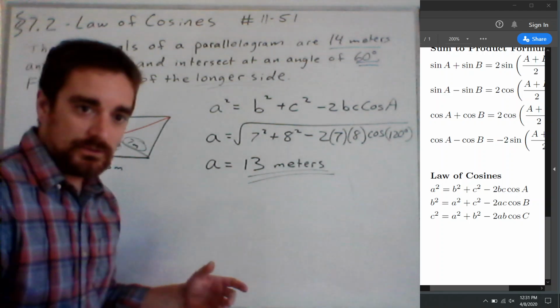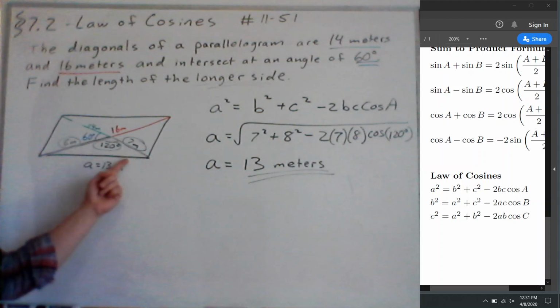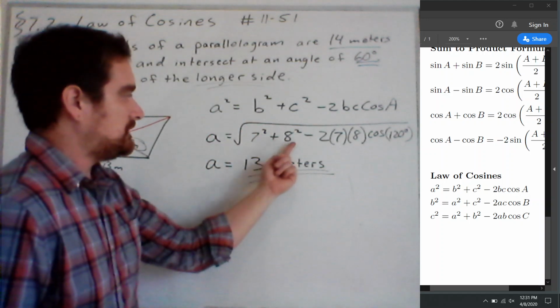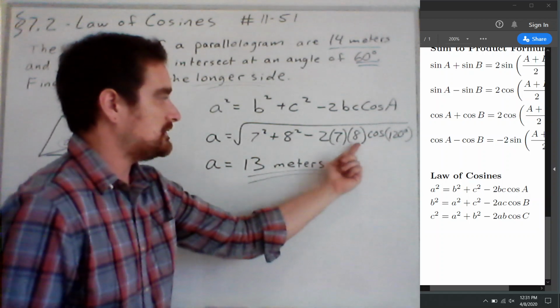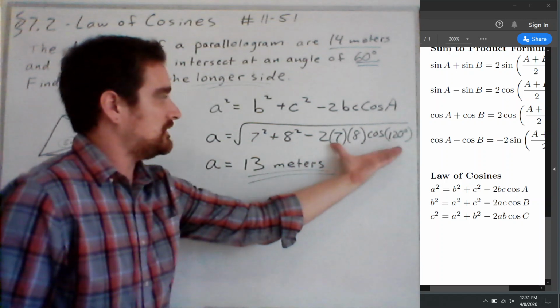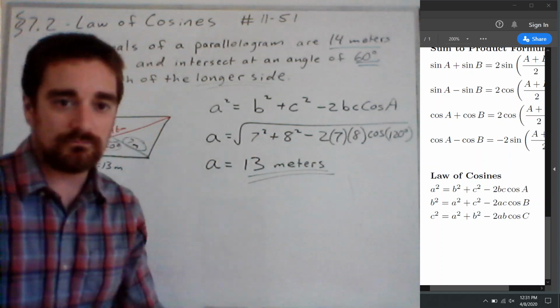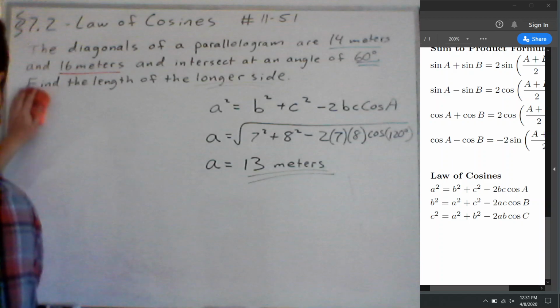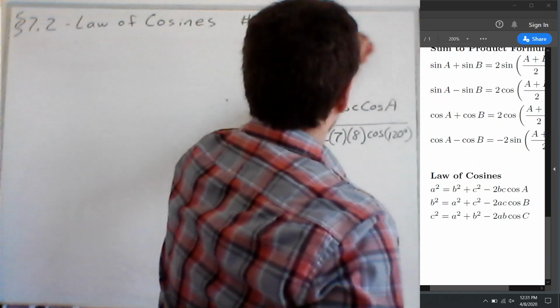All right, but just to mention again real quick, you can kind of see why it doesn't matter which is B and C, because they're not the longest side, they're the shorter sides. It doesn't matter if you interchange them because 7 squared plus 8 squared is the same as 8 squared plus 7 squared. And of course, multiplication is commutative. 2 times 7 times 8 is the same thing as 2 times 8 times 7. So this number will be the same with those swapped. And these two numbers, you're going to add them together. You get the same result anyway. So our longest side for that parallelogram must be 13 meters. Which makes sense because the diagonals going through it need to be longer.